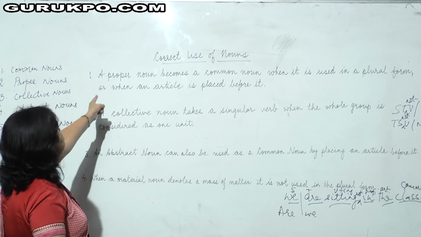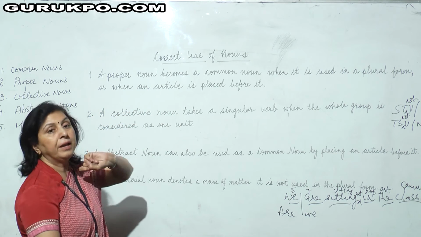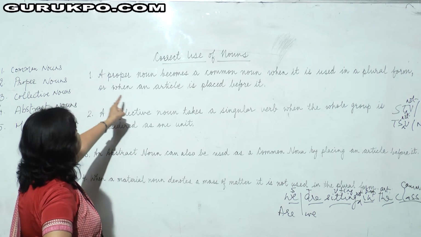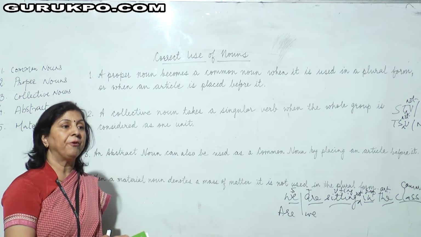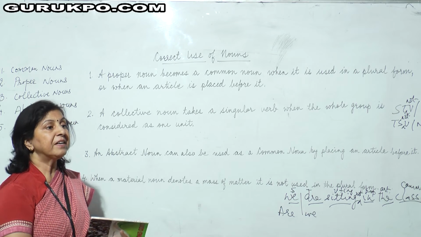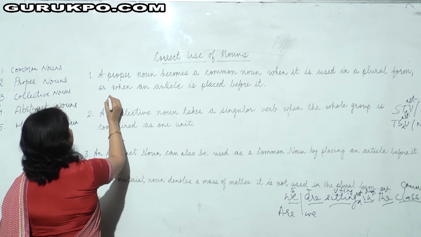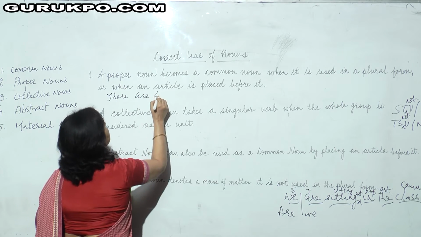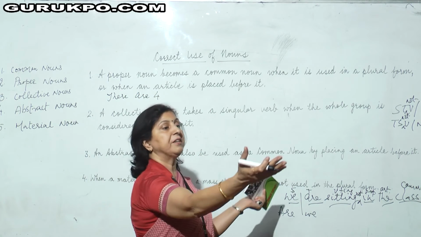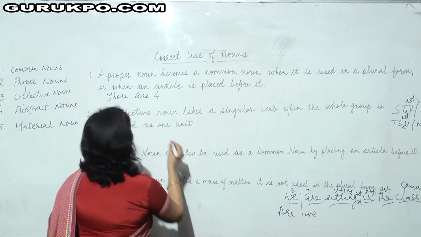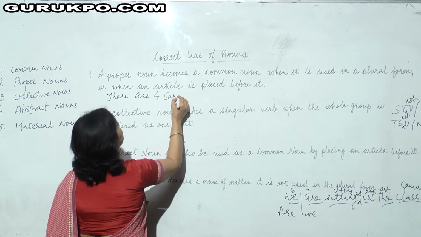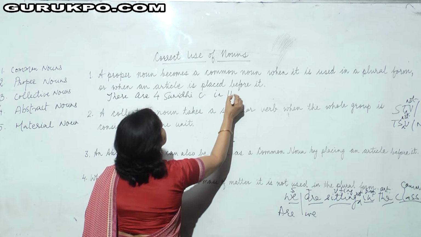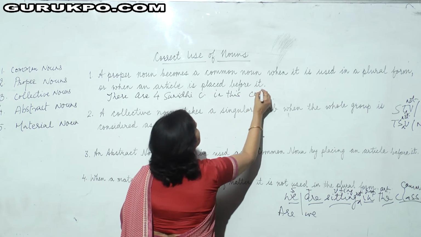The first rule says a proper noun becomes a common noun when it is used in a plural form or when an article is placed before it. Okay, if I say there are four, name your favorite singer, Sunidhi Chauhan. Okay, there are four Sunidhi Chauhans in this college. Okay, so what did we do?